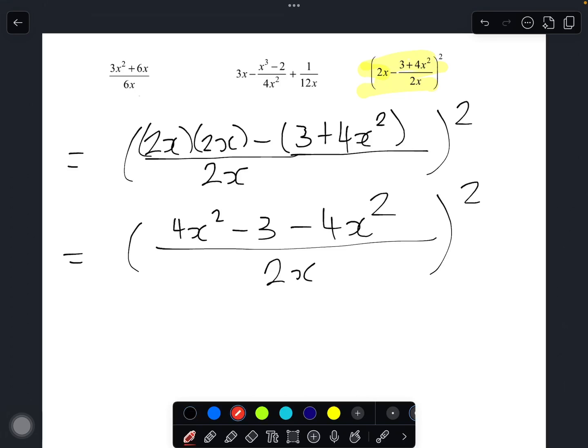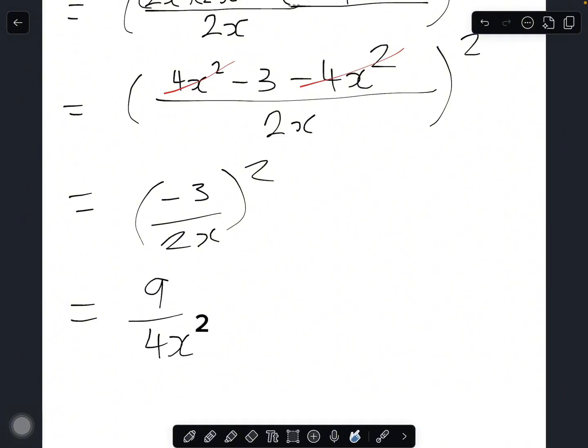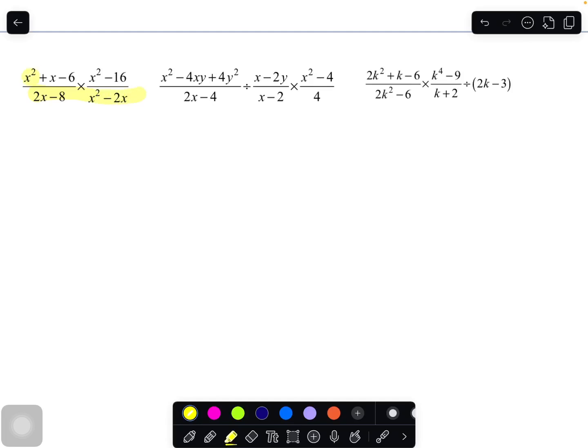This 4x squared right here cancels off with this negative 4x squared. And now I'm just left with negative 3 over 2x all squared, which is a lot simpler than squaring earlier on. And now I'll just have 9 over 4x. And that's our final answer. We're now moving into multiplication. And in multiplication, your factorization becomes a lot more important with your cancelling off.